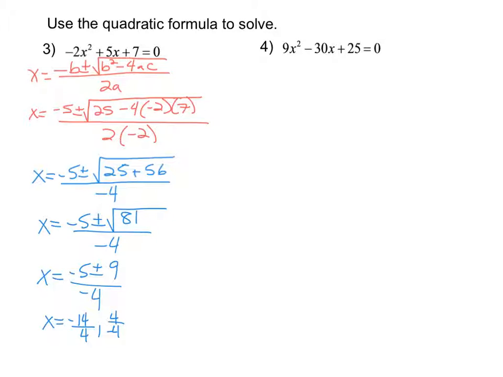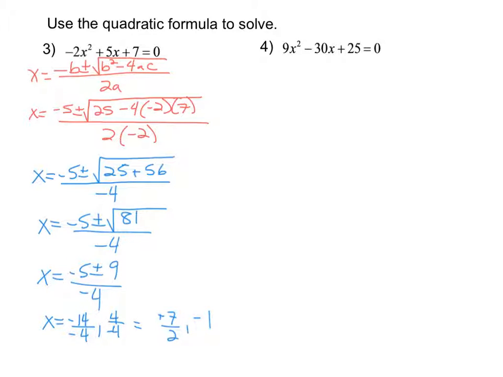And so if I reduce both of those by 2, this is a negative 14 over a negative 4, so that's actually going to be a positive 7 halves. And then the other one is a negative 1: 4 divided by negative 4 is negative 1.